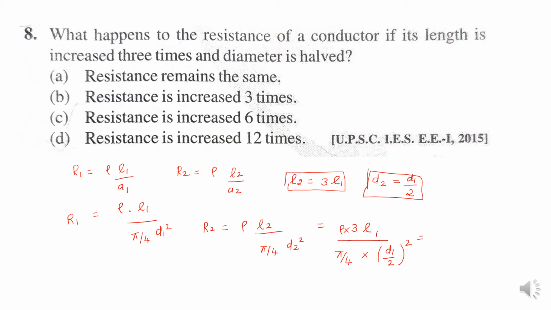That is 2 square, 4. So 12 into rho into L1 divided by pi by 4 into D1 square. So what is the answer now? 12 into the old resistance R1. So now what is the new resistance? R2 is 12 times the old resistance R1. So this is the answer.